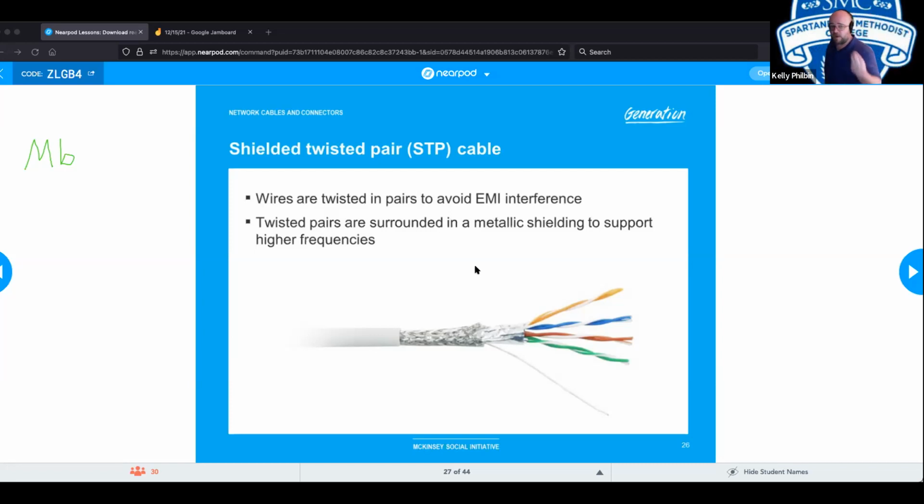So can anybody tell me, why do they twist the wires together? Why not just run them straight? Wouldn't it be easier? Be like a thin flat cable, run them straight, you're good to go. Does anybody think about why they twist them like that? Seems like that's a lot more work.